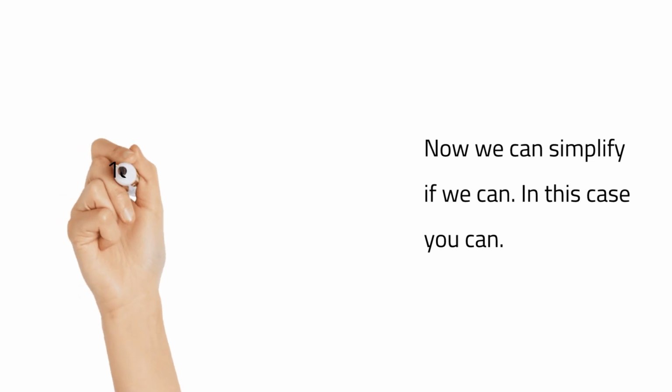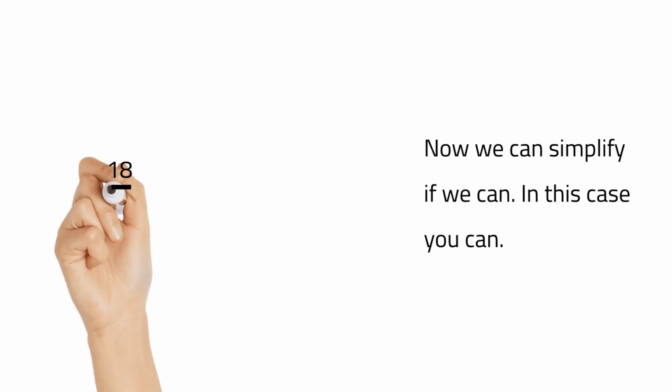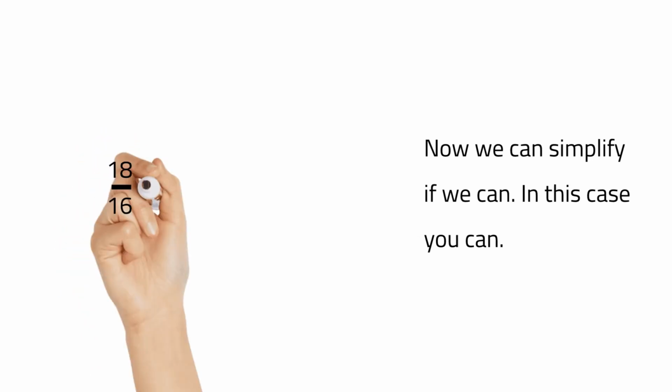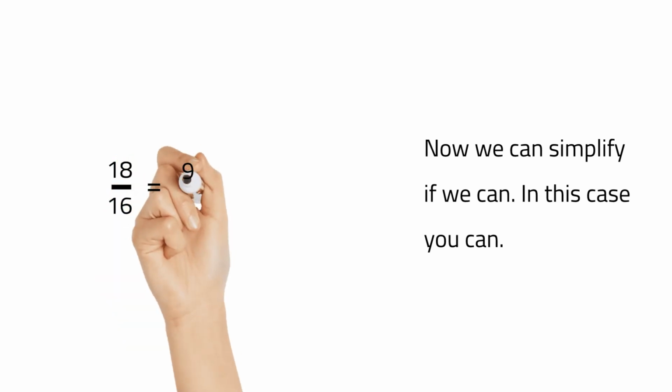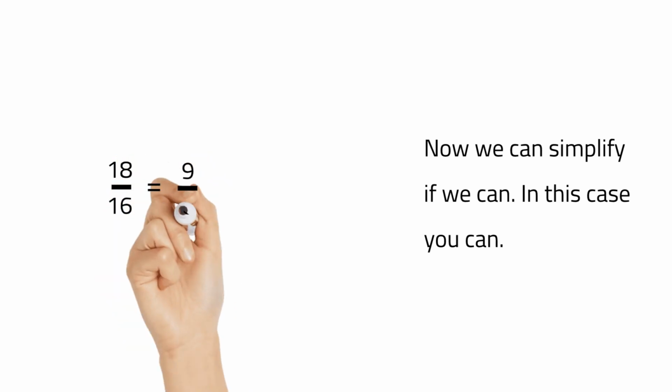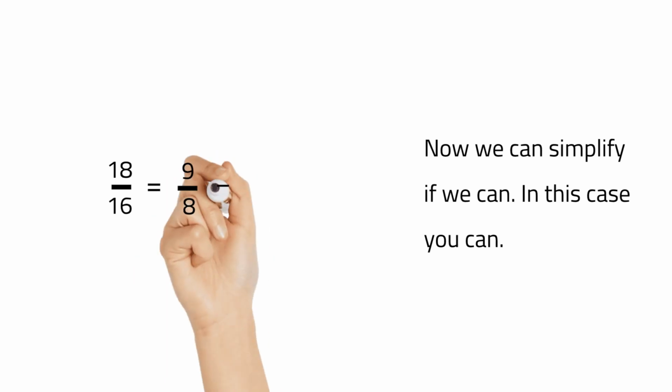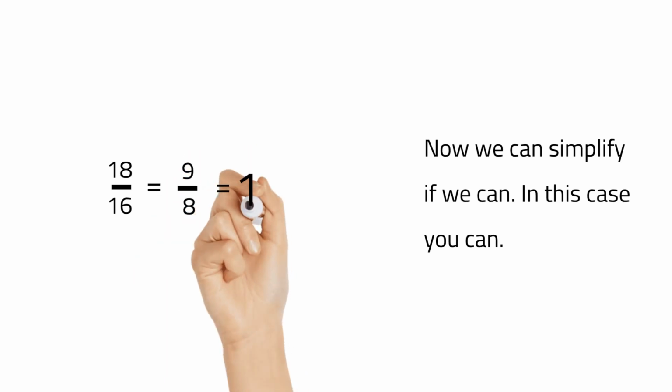Now we can simplify the fraction if we can. In this case, you can. 18 over 16 can be equal to 9 over 8, which can be reduced to 1 and 1 over 8.